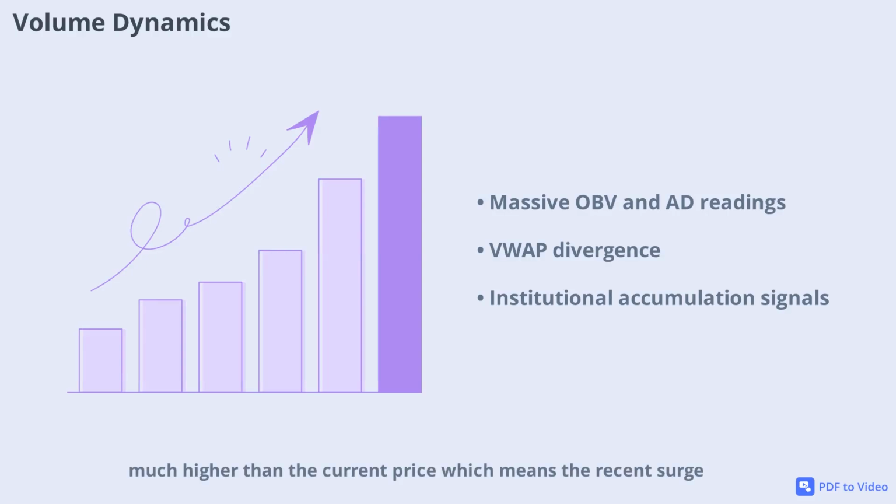However, the VWAP is at 5.38, much higher than the current price, which means the recent surge happened below the average transaction cost. Volume ratios are off the charts, confirming extraordinary expansion. This suggests institutional accumulation rather than distribution, a key point for traders watching for big moves.